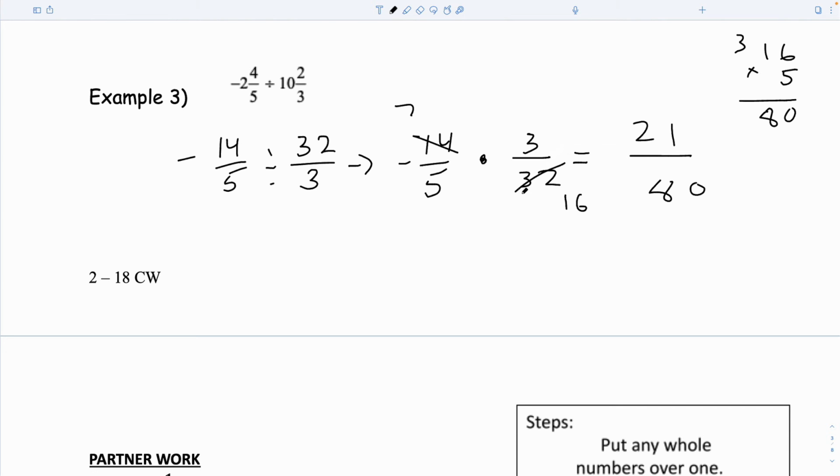What is my sign for this problem, positive or negative, Jackson? Positive or negative? It's negative. Why? Same good, different bad.